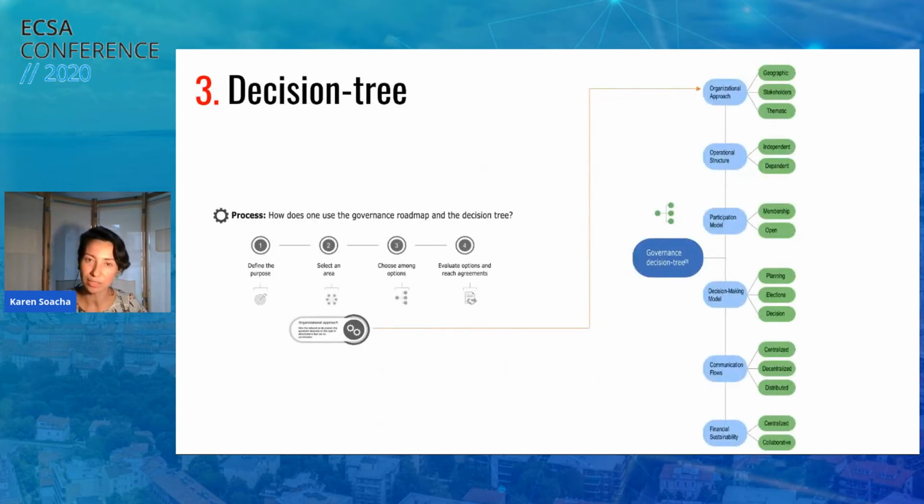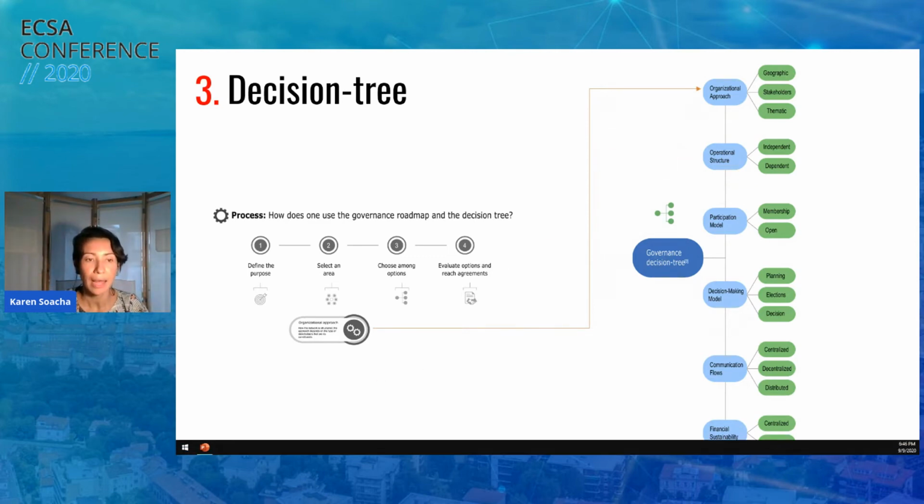Then let's go to the decision tree, the third part. For each one of the areas of the governance roadmap, the decision tree provides a preliminary set of divergent options. Your network may choose to opt for an in-between option as well. For instance, here you have options for the area of organizational approach: geographic, stakeholders, and thematic. Remember, governance is also about achieving the greatest possible balance and representation of interest of the different stakeholders. This is key when evaluating and selecting the most desirable or viable options.